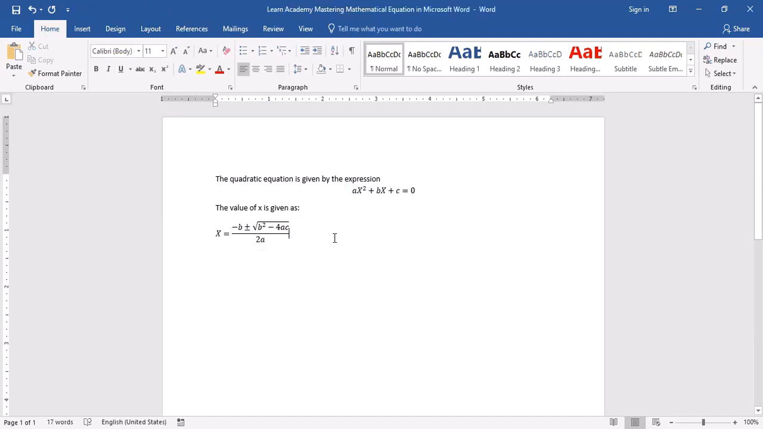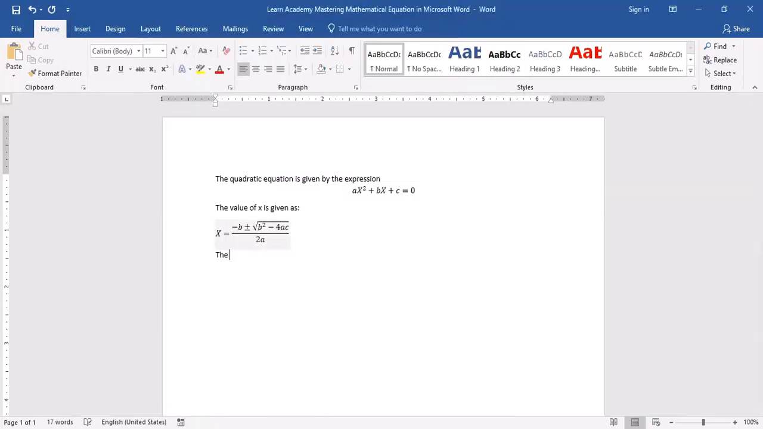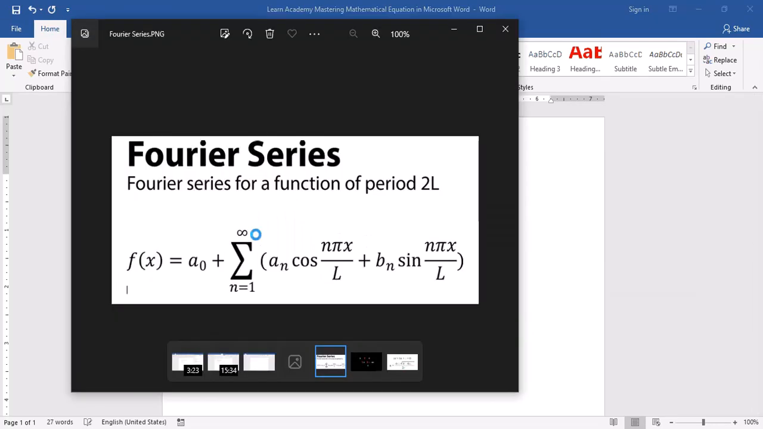So let's look at another more complex equation that we have here. We have a more complex equation we are going to type. We have an equation that probably engineering students, mathematics students, science based people will understand. This is the Fourier series. So let's say we want to type the Fourier series of a function of period 2L. Then I move to the next line. So how do we go about this?